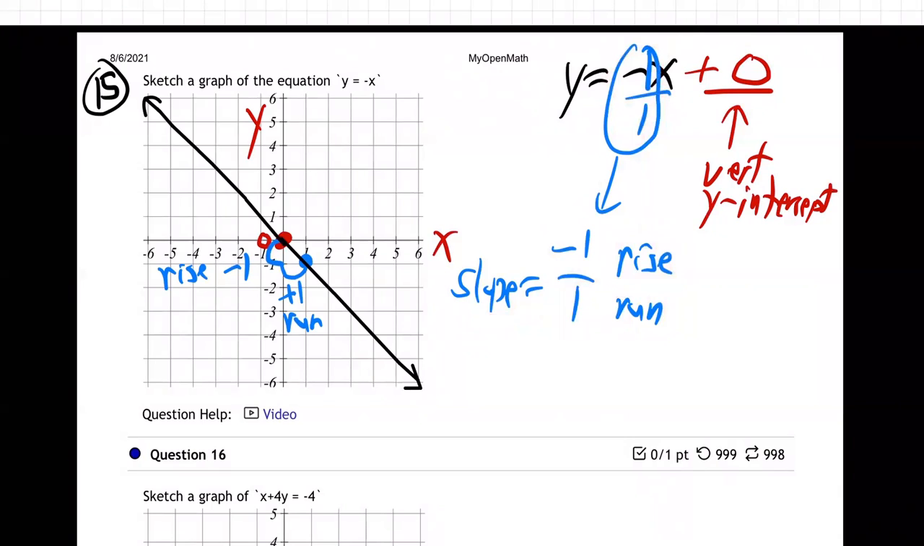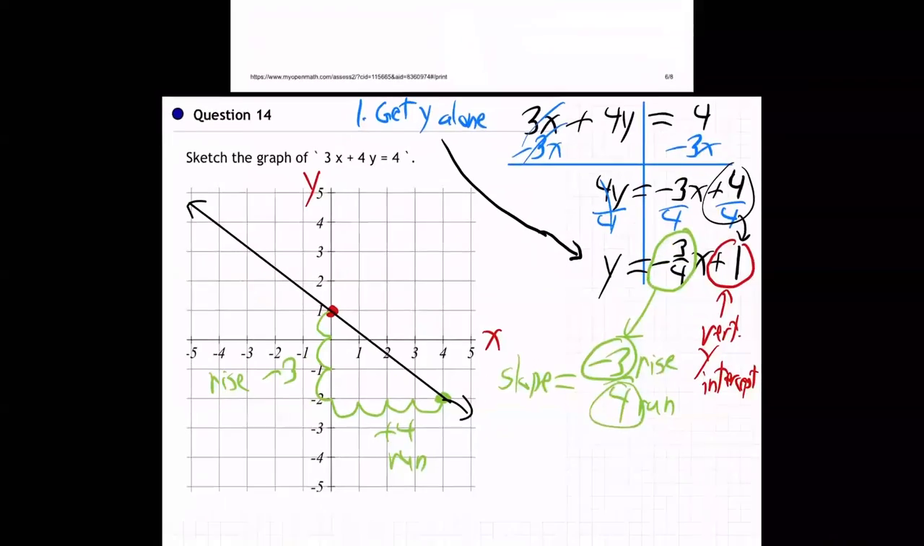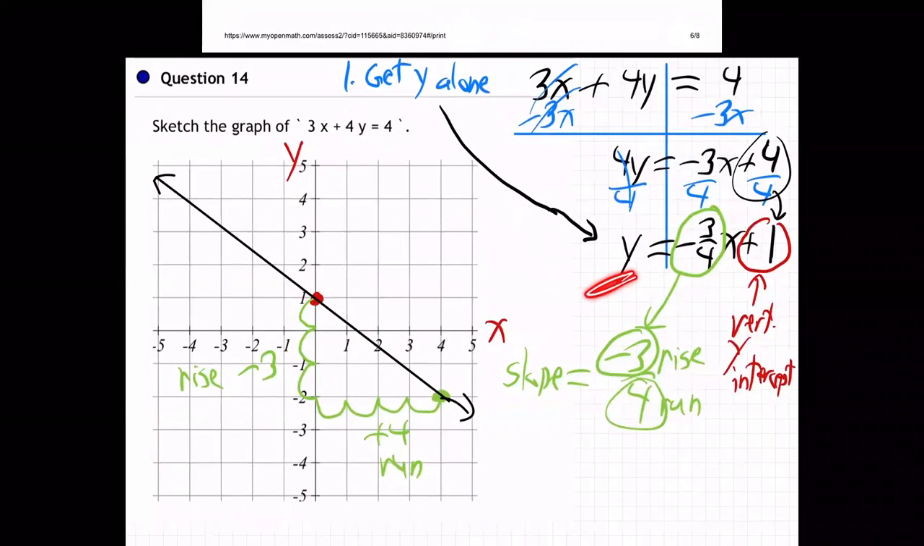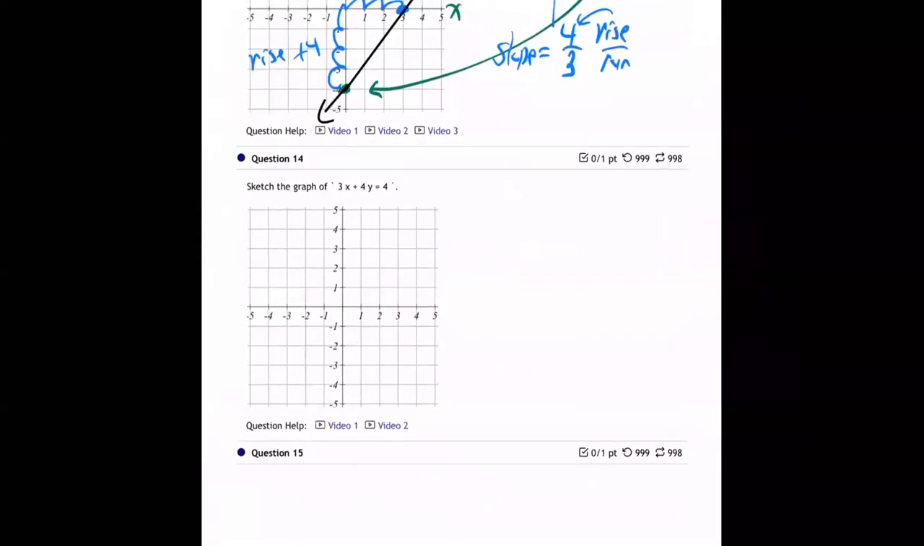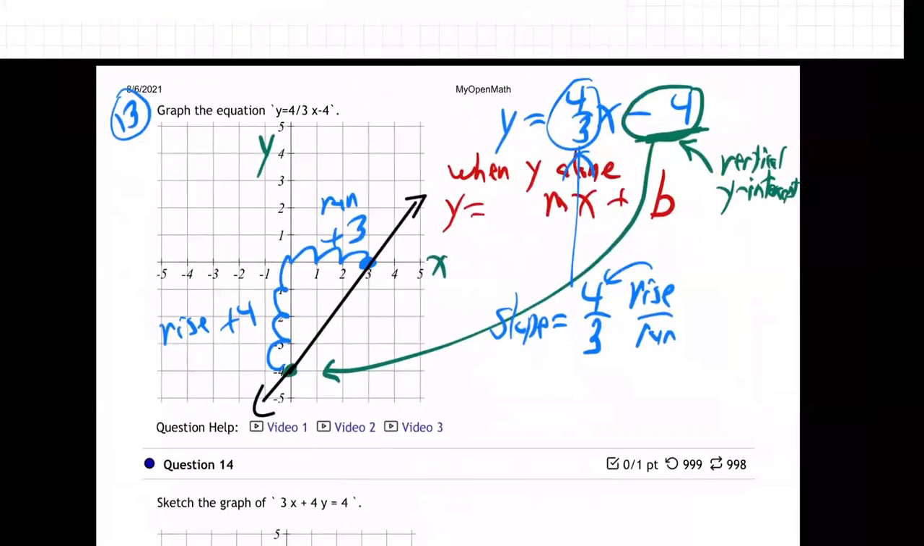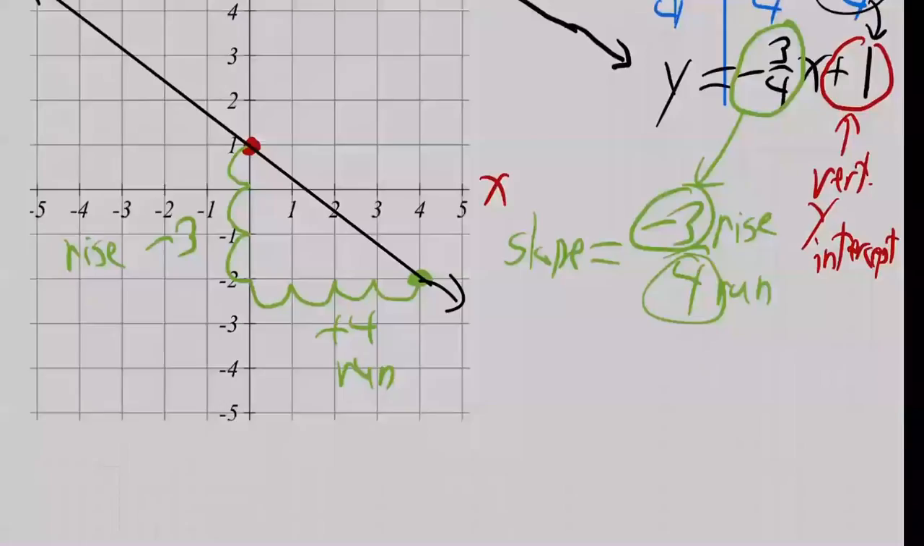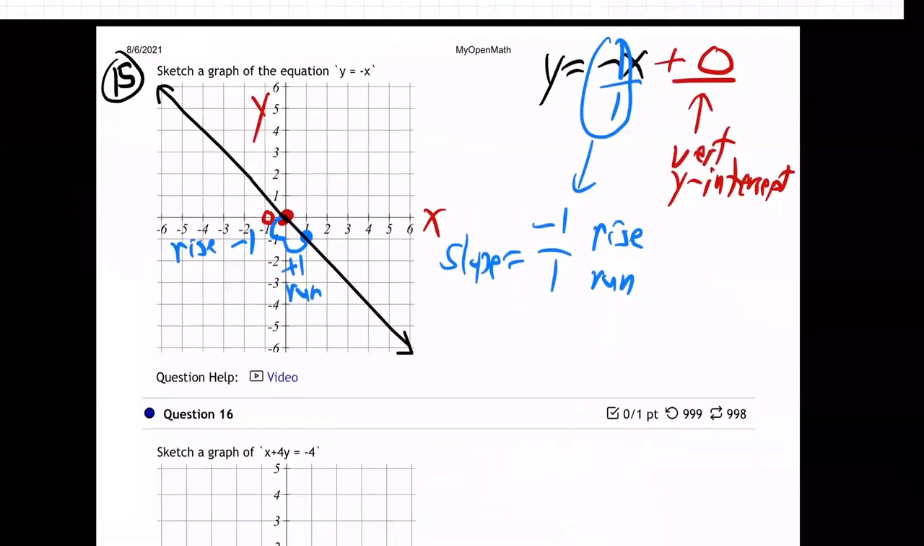Notice that anytime you have a negative slope, the lines go down to the right, don't they? Look back at some of the other ones we've done. This one also, once you get y alone, we had a negative slope, went down to the right. Whereas this one right here had a positive 4/3 slope, went up to the right. So the slope tells you if the line goes up or down to the right. There we go.